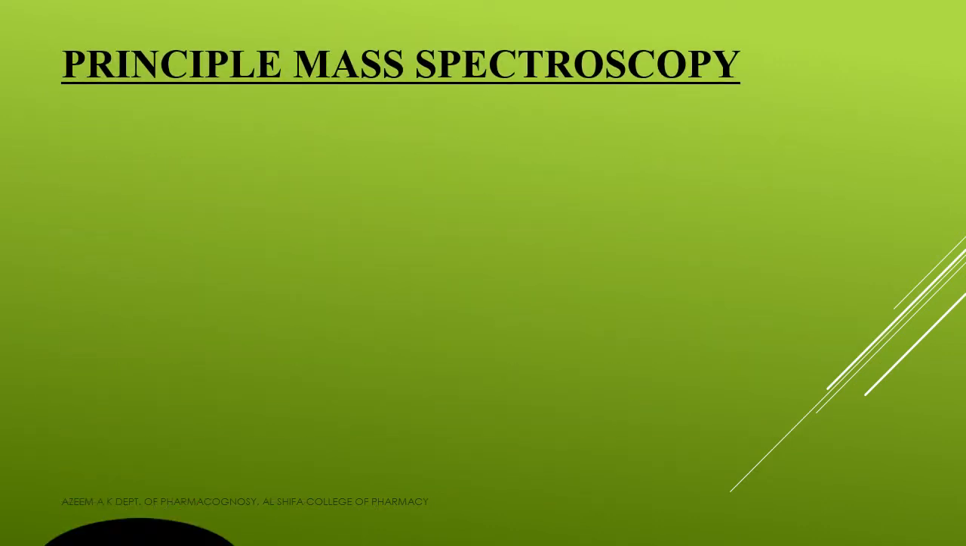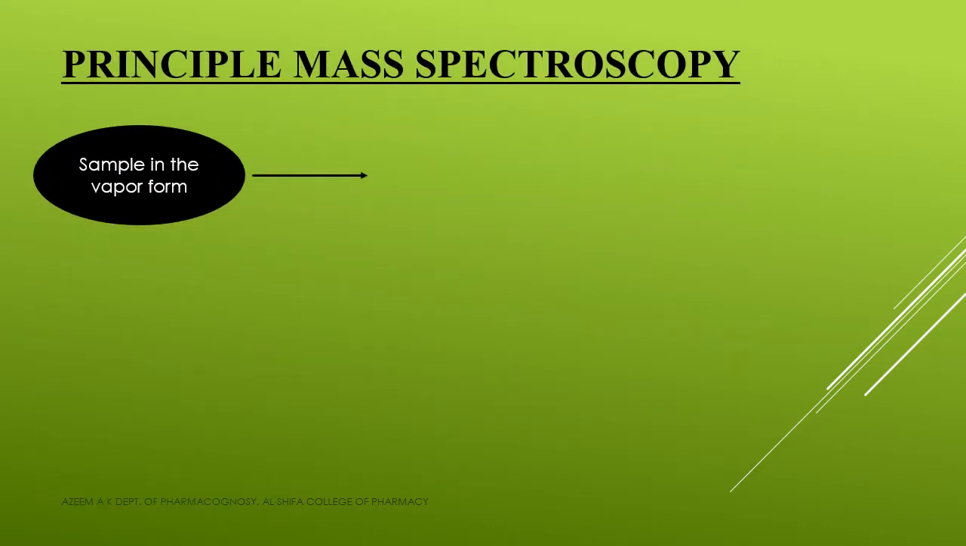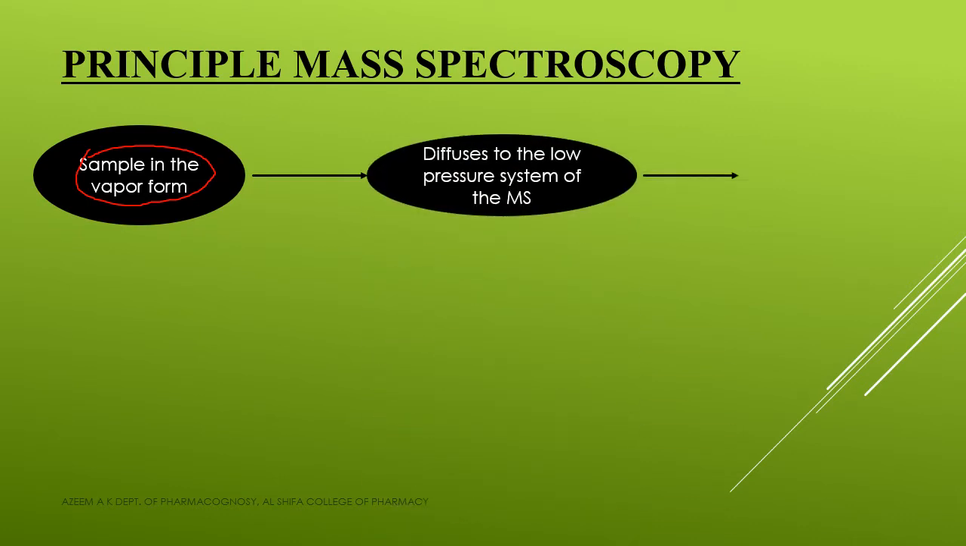Clear? Now we can see the working principle of mass spectroscopy. Here, first we have to convert the sample into vapor form. You already know that most samples may be in solid or liquid form, but here we have to convert the sample into vapor form, and in the next step it should be diffused to the low pressure region of the mass spectrophotometer. The instrument used in mass spectroscopy is known as the mass spectrophotometer. Clear?